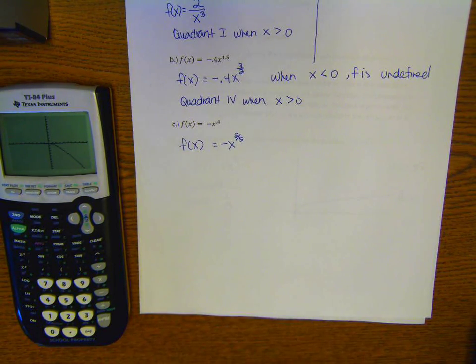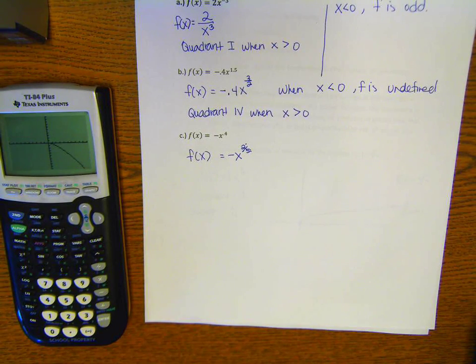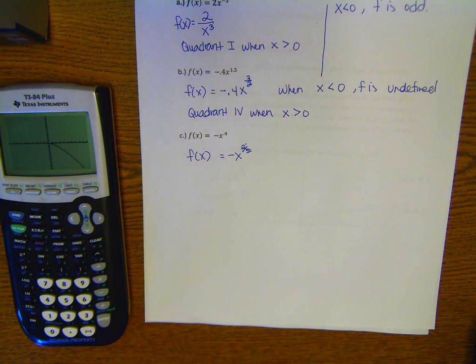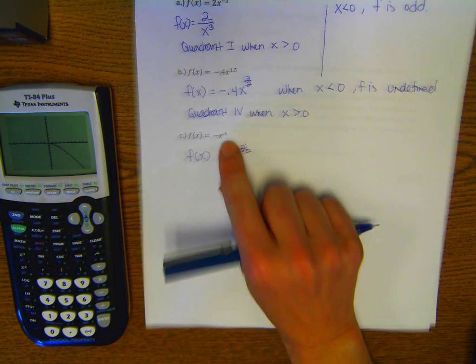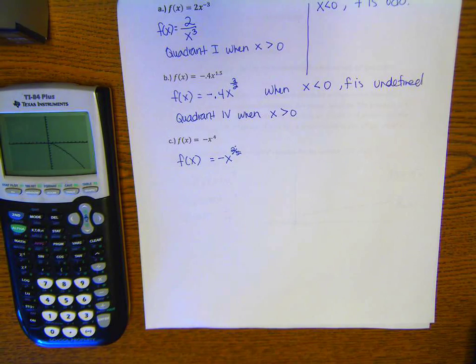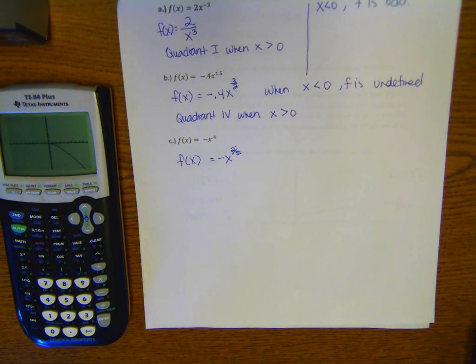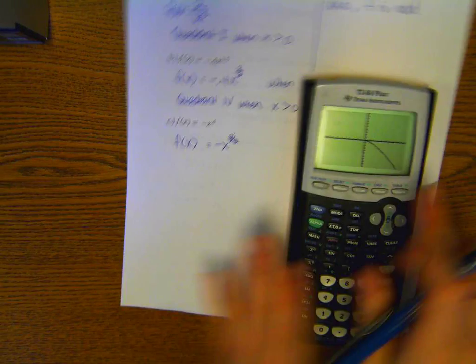What do you think about this one? Because I have both an even number and an odd number in there. Well, here's your hint. If it's showing up in quadrants 3 and 4, and I already told you it's not undefined because we can put in negative numbers. We can take 5th roots of negative numbers. If it's in quadrants 3 and 4, is that going to have reflection symmetry or rotation symmetry? Reflection. Let's just look to confirm.